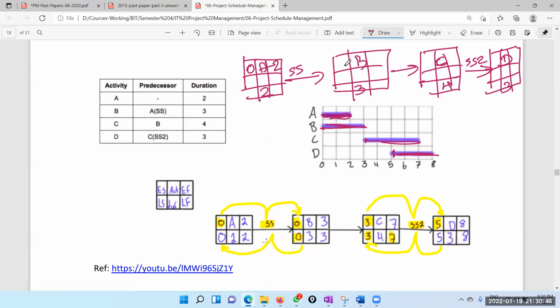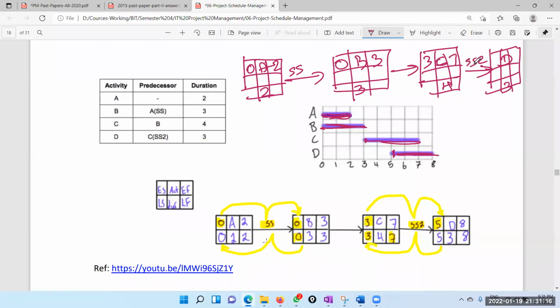And this is a start to start with no lag. So when we have this, A has to start for B to start. That's it. So A can start on the 0th day, which means B can also start on the 0th day. And the earliest finish is 3. Okay, then C is a regular. So this is 3, then 3 plus 4 is 7.